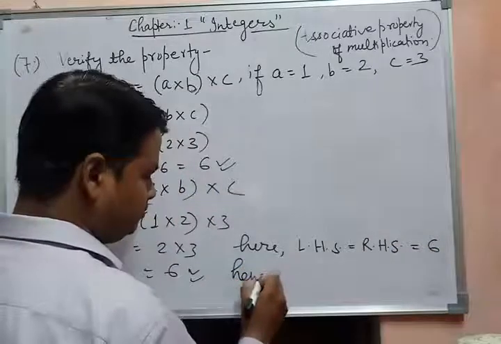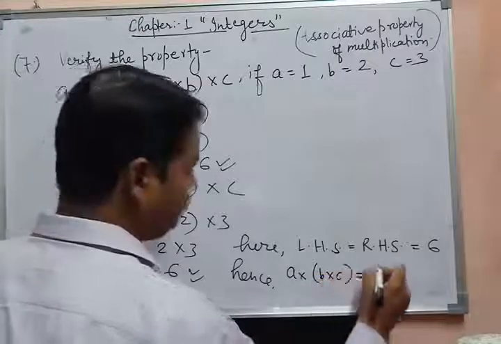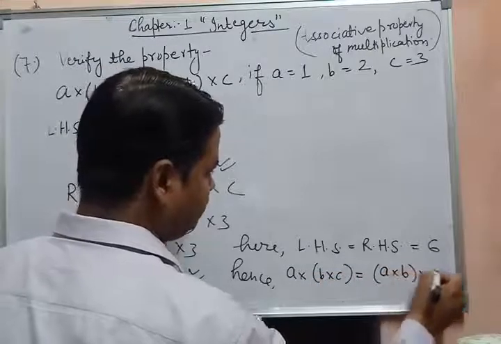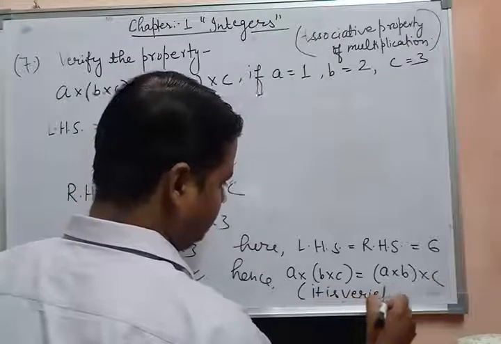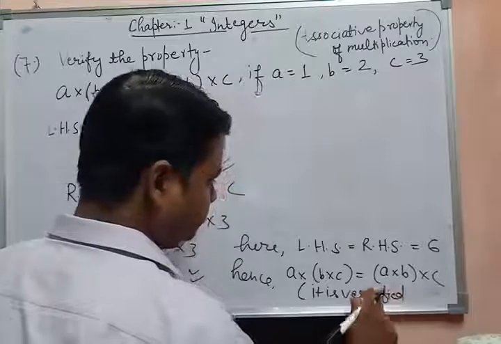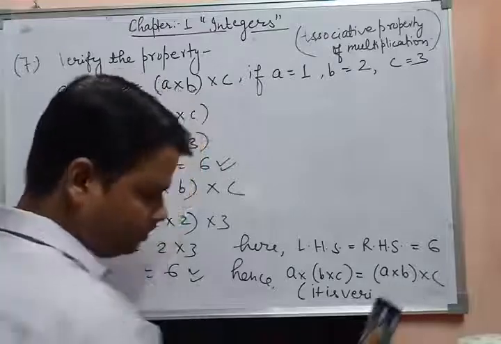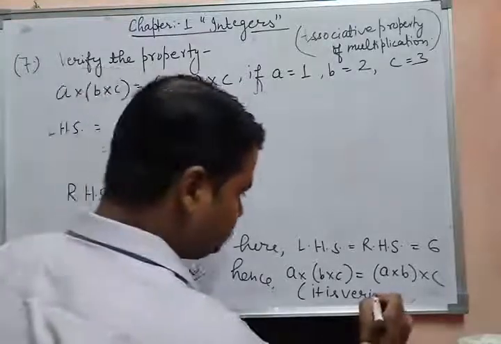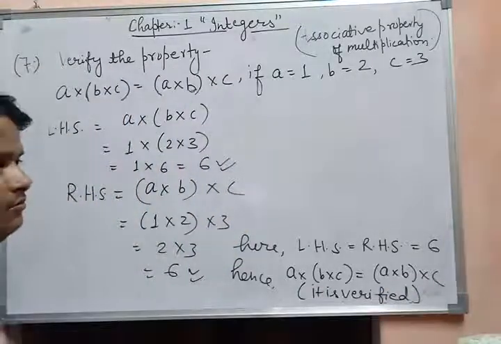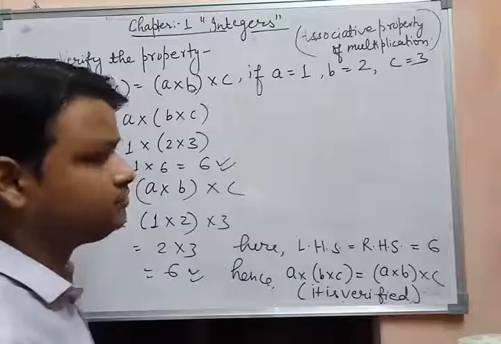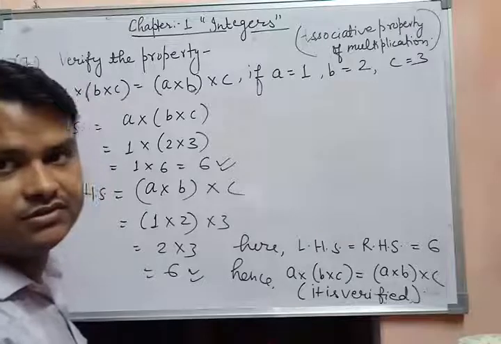Hence, (a into b) into c is equal to a into (b into c). It is verified. Okay, so this is the solution of this question. Before moving on to our next question, pause the video to note it down in your copy or take a screenshot of this question.